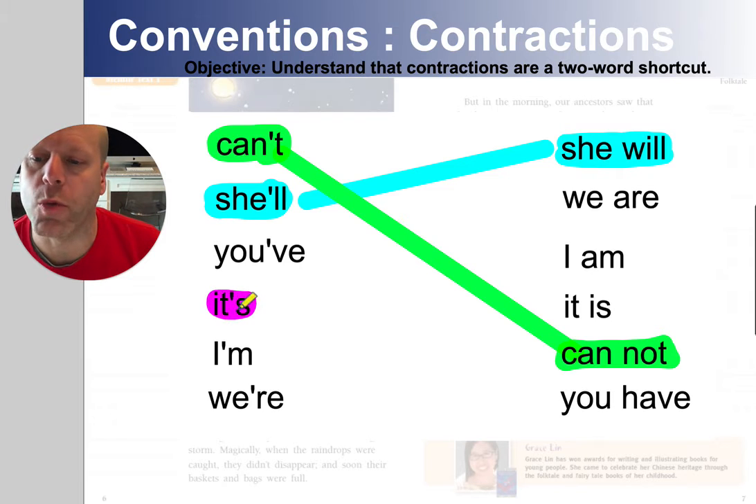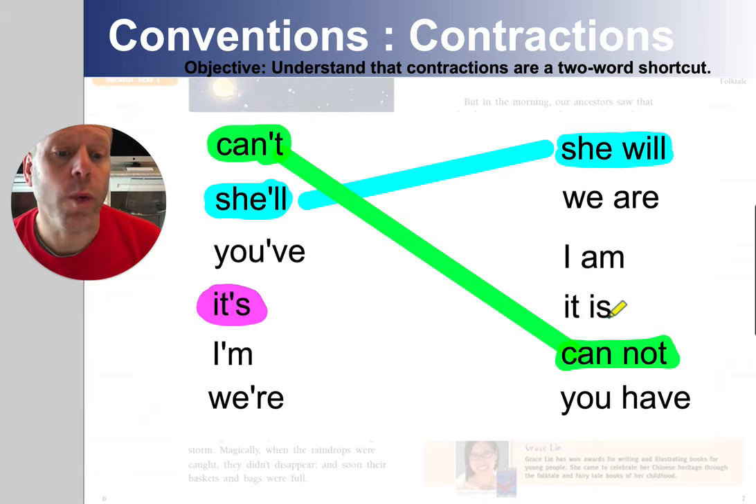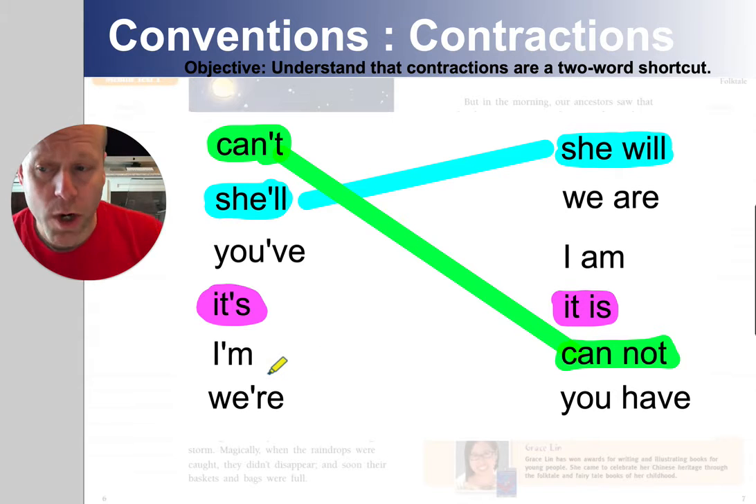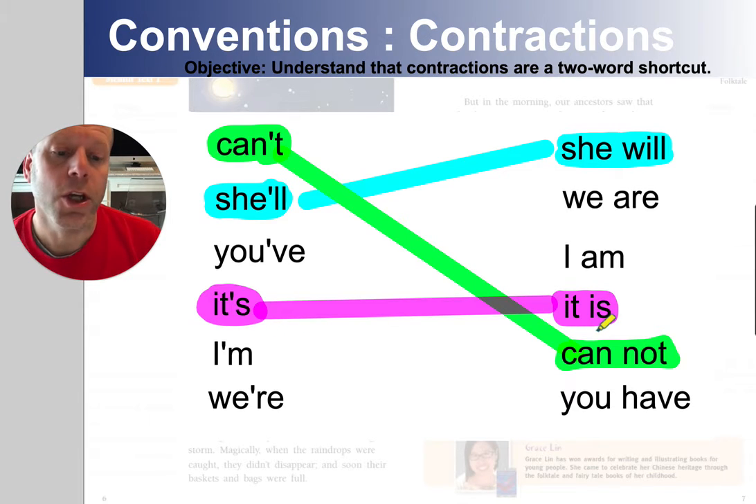Okay, so this is the word it's. The contraction it's. We know it is, it is. It just makes sense. But notice what's happening when you put the words together. The shortcut they're taking is they're not putting the I in the word. They're not putting the space in between the words, and instead they're sticking it together with that apostrophe.